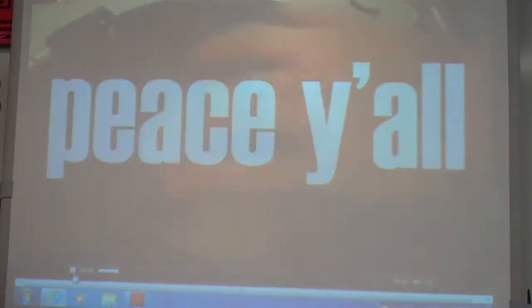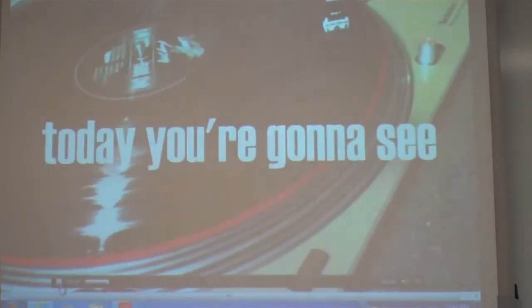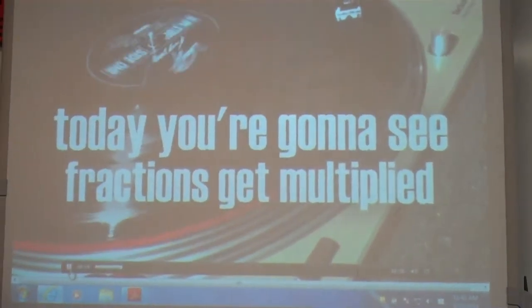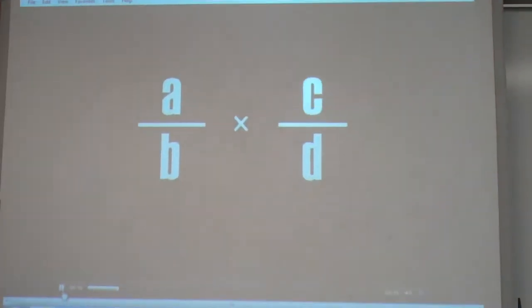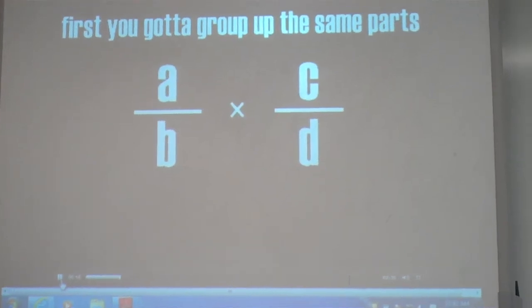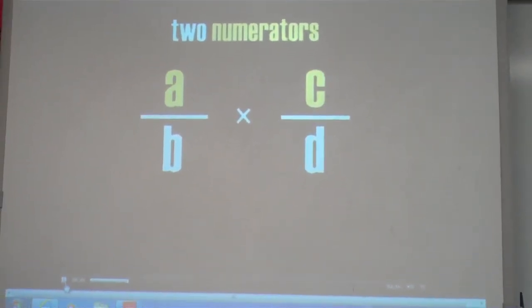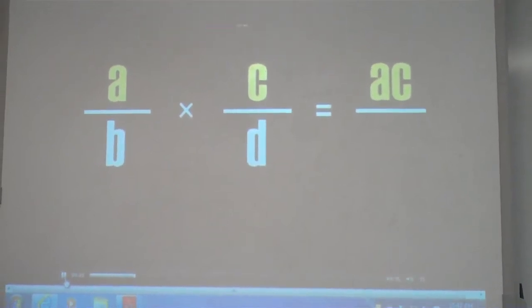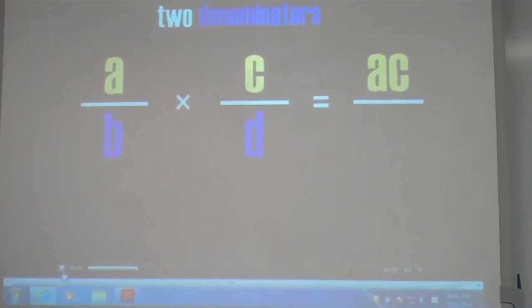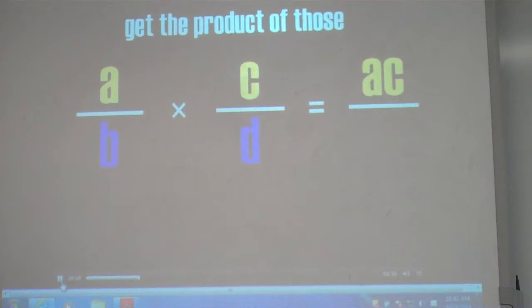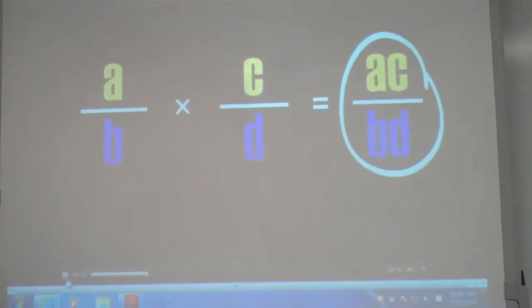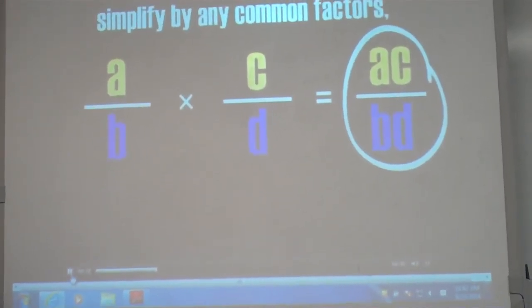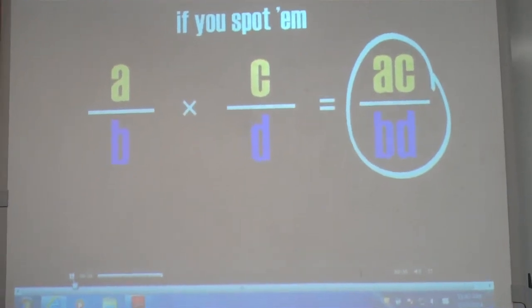Yeah. Peace, y'all. Hope you're feeling all right. Today you're gonna see fractions get multiplied. Okay, see, here's how it starts. First, you gotta group up the same parts. The two numerators, those are on top. Multiplying together, yeah, but don't stop. The two denominators, the ones down below, you still got to get the product of those. There's your answer, top and bottom. So simplify by any common factors if you spot them.